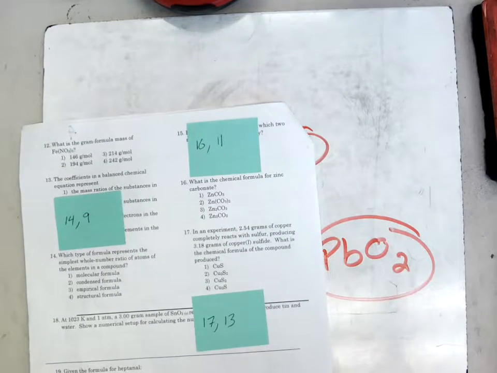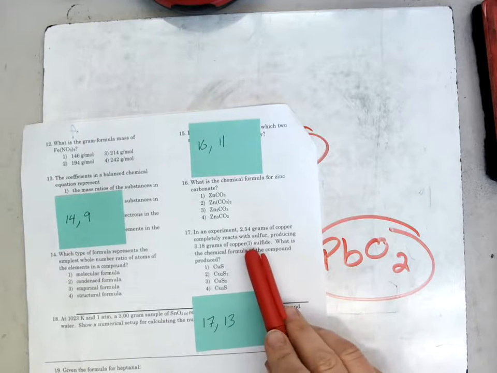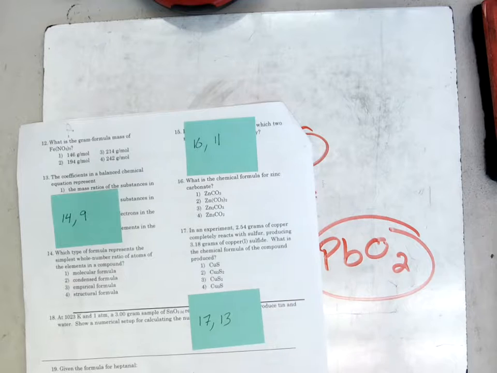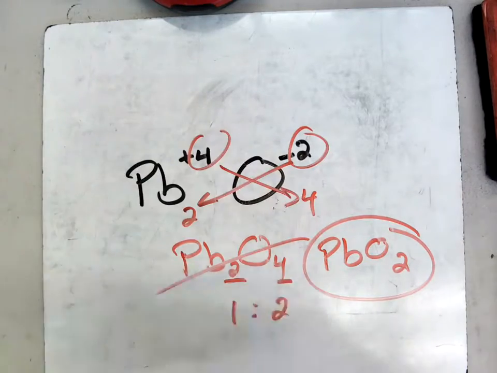Let's look at 16 in version A. It's also 11 in version B. Zinc carbonate. Again, we're going to look up both charges. And then 17 right after it, copper I sulfide. Again, we're just going to look up both charges and cross them. This also happens to be number 13 in version B. Okay.